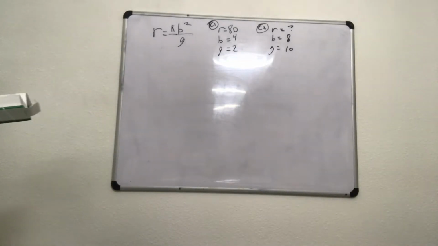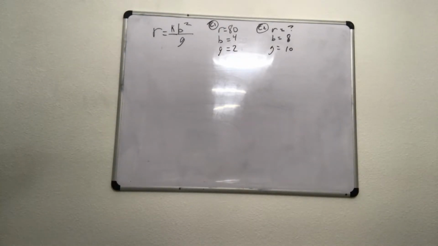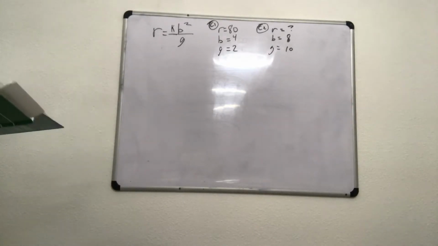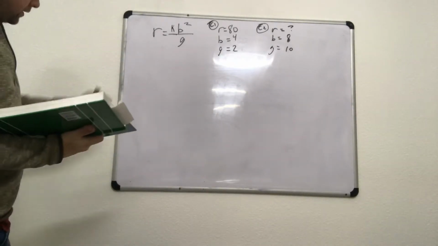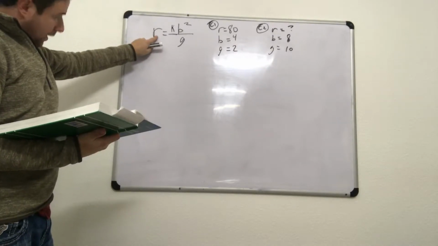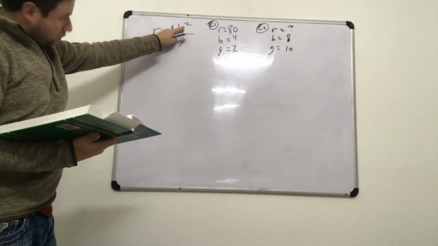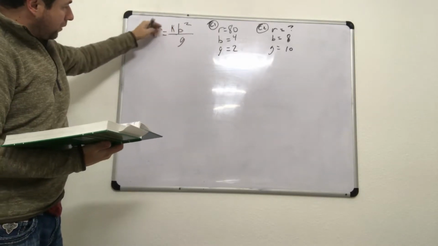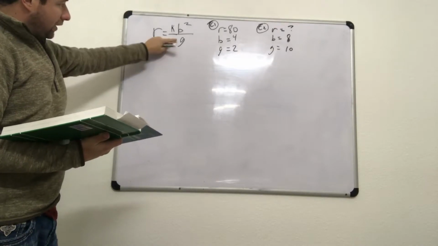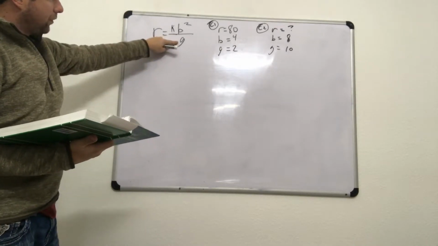Word problem number 2 uses the words varied directly and varied inversely. This is a chemistry type problem, something you would face in chem. What we have here, it says reds varied directly, so R for reds, varied directly as blues squared. Varying directly means blues goes on top. And then it says inversely as greens. Inversely means it goes on the bottom.